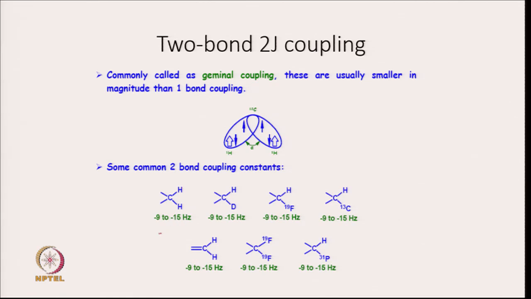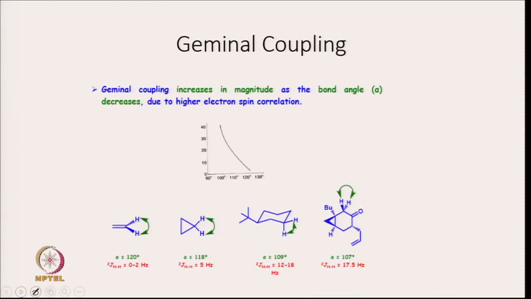So, between proton and proton you will get this 9 to 15 hertz, and these are between proton and deuterium, this is between proton and fluorine, this is between proton and carbon, this is between protons attached to an sp2 carbon, this is between 19F and 19F, and this is between proton and 31 phosphorus.